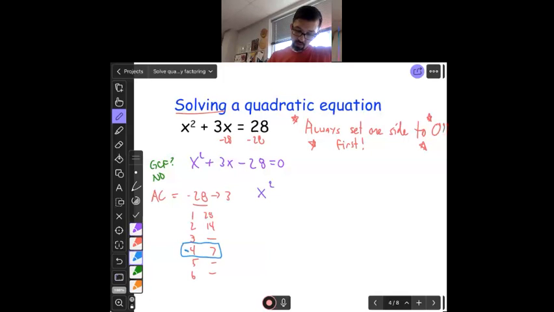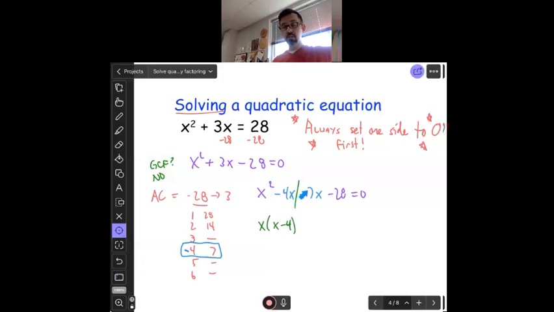So x squared minus 4x plus 7x, again, make sure you put those x's there, minus 28 equals 0. Don't drop off the equal 0. Okay. Break it in half. It's x times x minus 4.